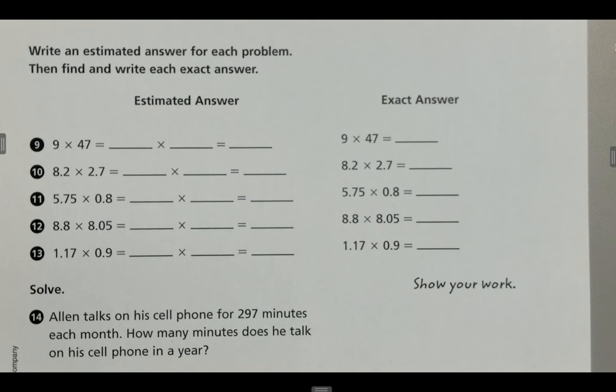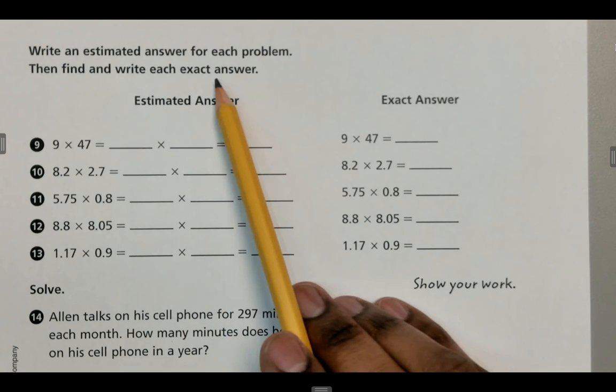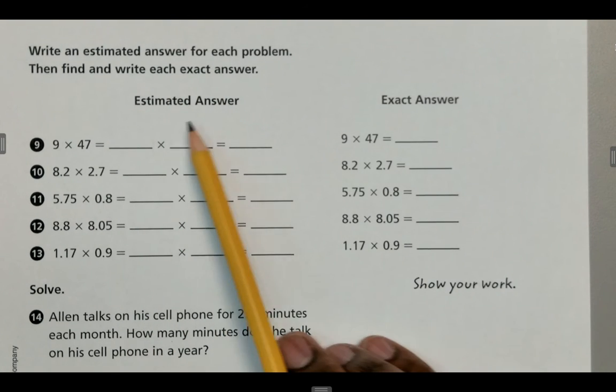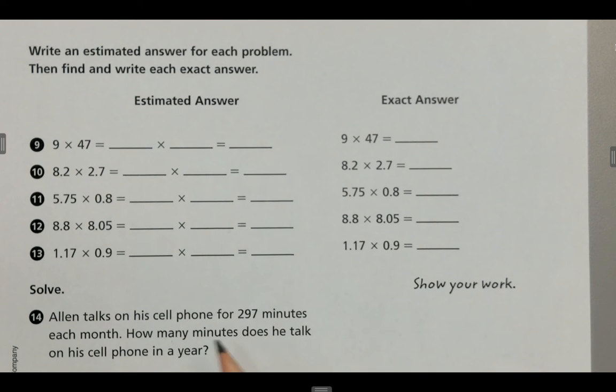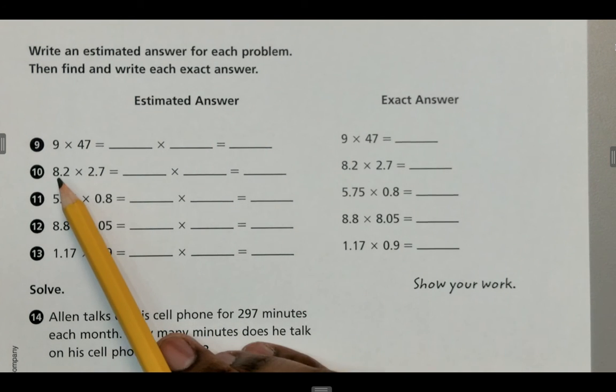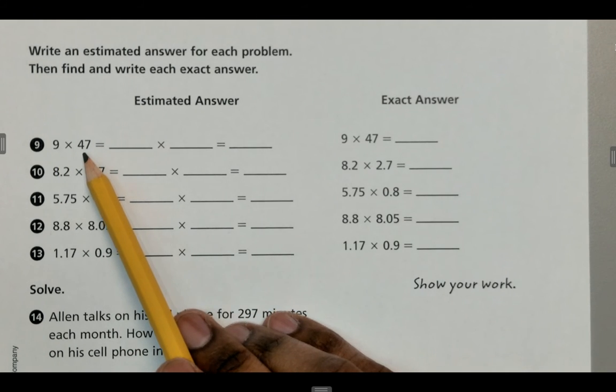In this next section, we're asked to write an estimated answer for each problem and then find and write each exact answer. So with the estimate, of course, we want to use rounding to come up with numbers that we can make a calculation using mental math. So let's see this in action. First, whole number multiplication, 9 multiplied by 47.